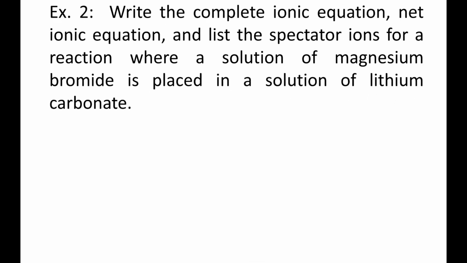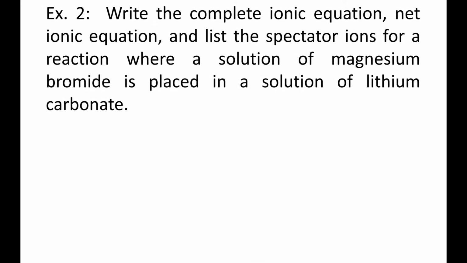Okay. So for this next example, write the complete ionic equation, net ionic equation, and list the spectator ions for a reaction where a solution of magnesium bromide is placed in a solution of lithium carbonate. Okay, so we've got magnesium. I like to list them ahead of time so I know what ions I'm dealing with to begin with, and that makes it a lot easier to write the complete ionic equation. So we've got magnesium, we've got bromide, we've got lithium, and we got carbonate. Okay, so those are all my 4 ions that are going to be participating in this reaction.